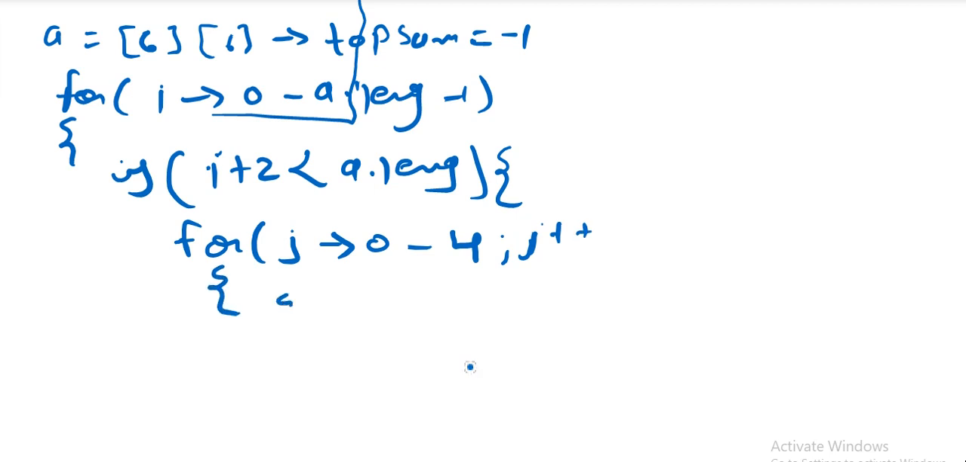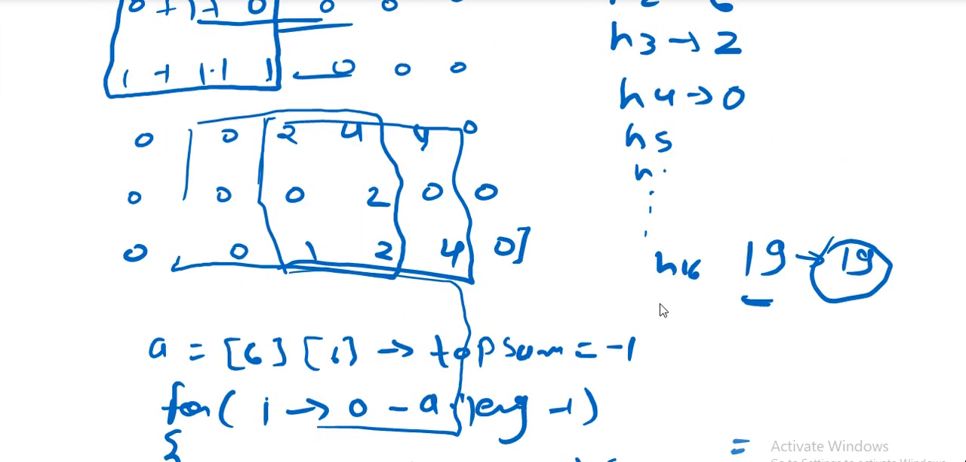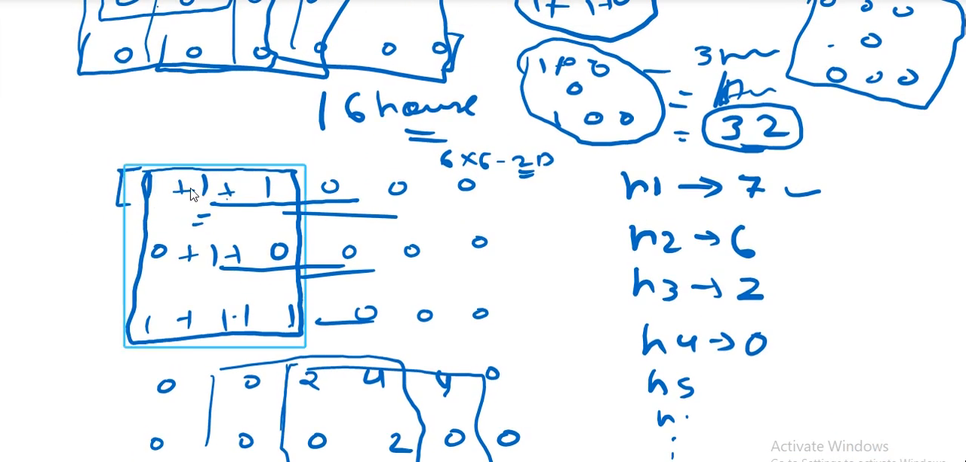And now here I need to calculate the sum. So I am writing the sum over here, initially 0. So sum equals to sum plus array of 0, 0. So first it will take the 0, 0. And then I am doing nothing else, I am just adding each row like this only, 1 plus 1 plus 1. So these 3 elements I am adding in the initial state. So for here, I am just adding these 3. So i, j, plus i, j plus 1, plus i, j plus 2.